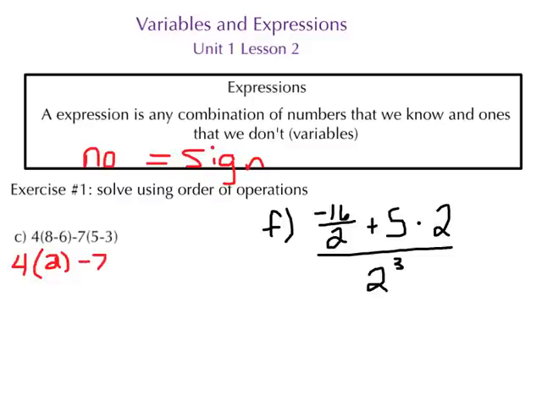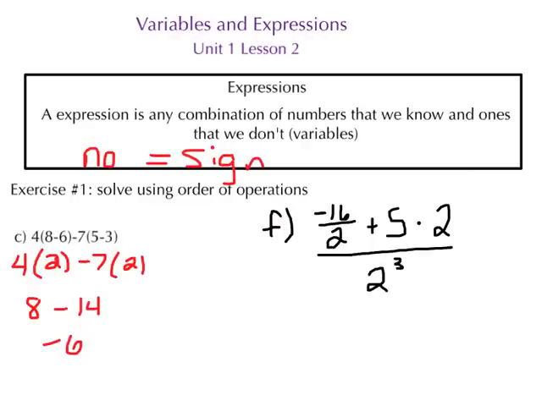Negative 7, parentheses, 5 minus 3 is 2. Now, I took care of the parentheses first. Now I'm going to multiply. 4 times 2 is 8. Negative 7 times 2 is negative 14. 8 minus 14 is going to give me a negative 6.